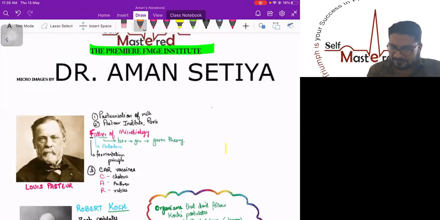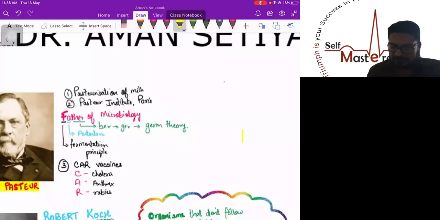We have a scientist, his name is Louis Pasteur. So understand the scientist Louis Pasteur. He has given different terms. The MCQ that they ask in the exam is that Louis Pasteur is considered the father of microbiology. Then understand this, he gave the concept of pasteurization of milk. We have a Pasteur Institute in Paris named after Louis Pasteur. If I say the word FF, he gave the fermentation principle. He gave the concept of autoclave and he gave germ theory.